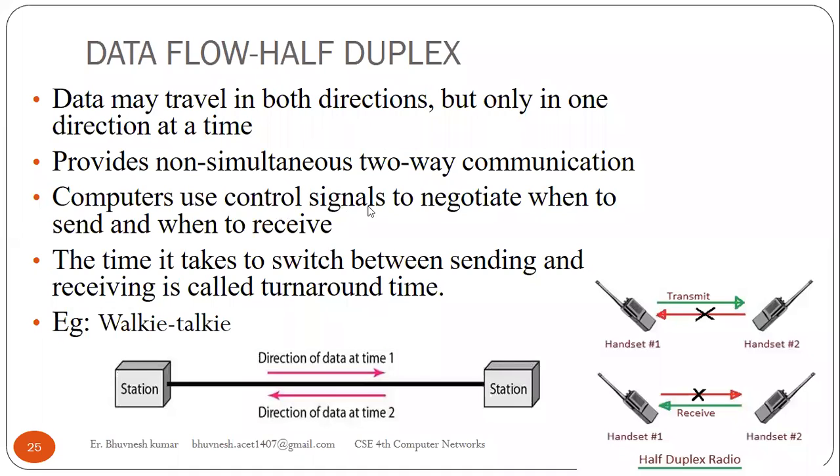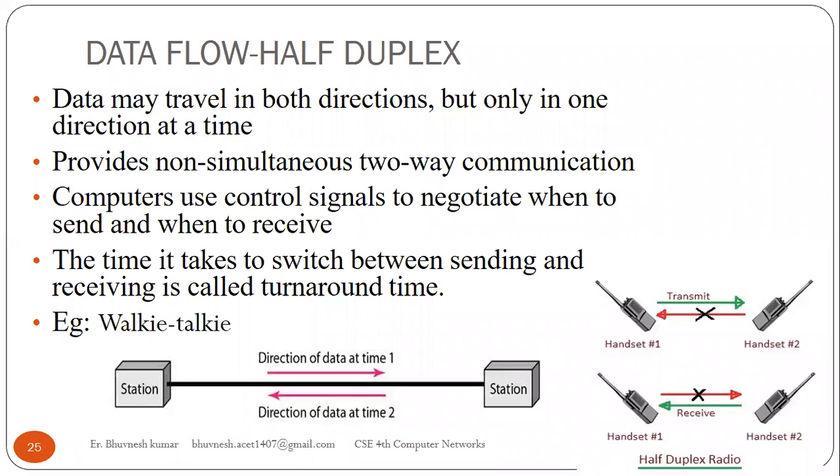Computers use control signals to negotiate when to send and when to receive. Here, the control signal will negotiate who will send and who will receive. The time it takes to switch between sending and receiving is called turnaround time. If the sender is sending and the receiver is receiving, the switching time is known as turnaround time. We will also study this concept, turnaround time, in our operating system course. That is the second concept.